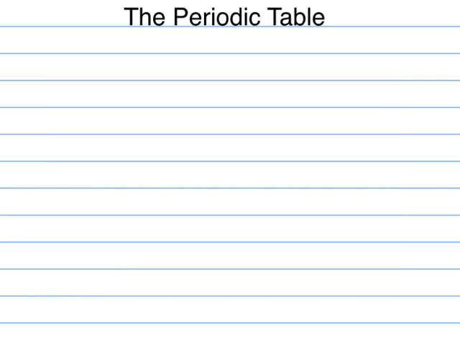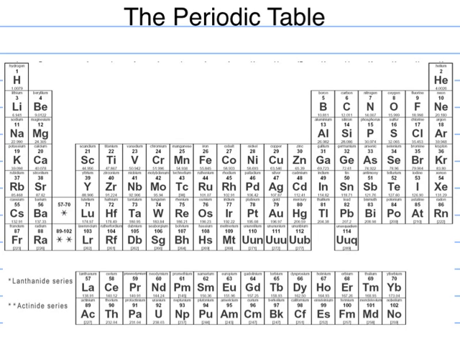Okay, now we're going to move away slightly from metals, and we're going to look at the periodic table and the whole structure of the periodic table. We've got the periodic table here, and we're going to look at how the elements are actually ordered.